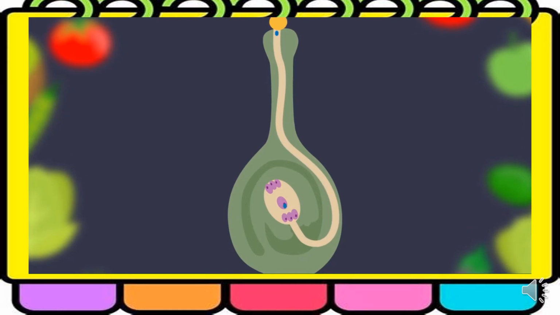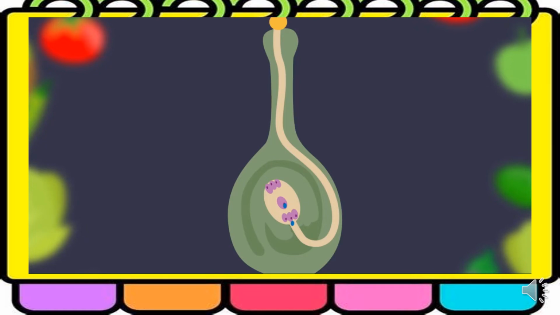Here, one male sex cell fuses with the female egg, fertilizing it. This develops into a seed. The other male sex cell attaches to 2 cells in the embryo sac, forming an endosperm. This provides the starchy food for the seed to grow.